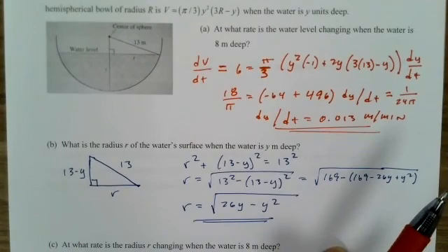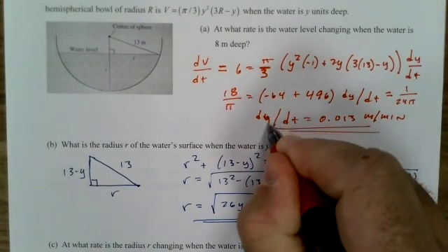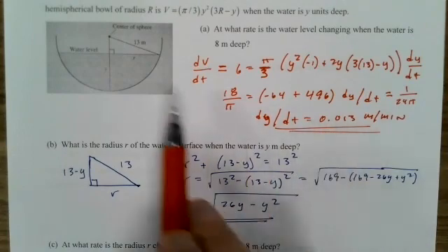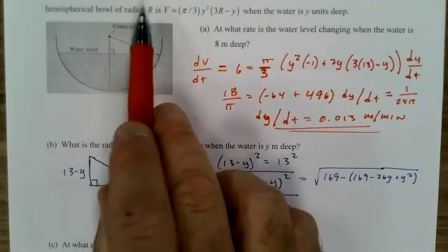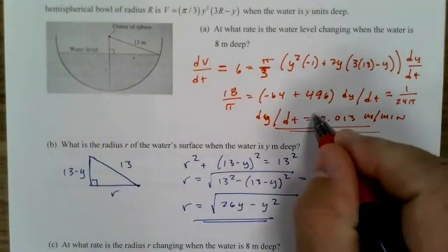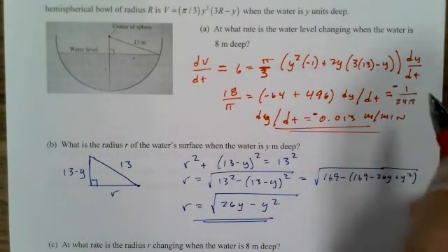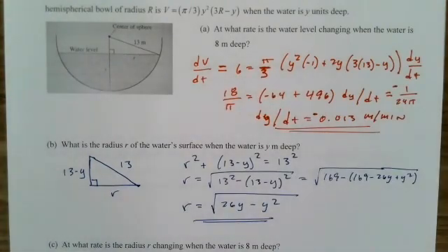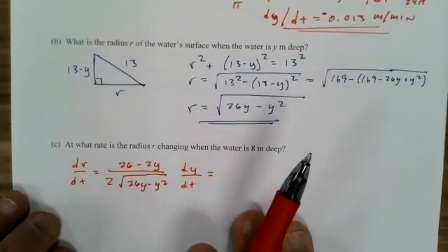The change in y is 0.013. So water's flowing at the rate from a reservoir. So y is going down. So it's really negative, even though I don't see it anywhere in here. I don't like that, but sorry, we're stuck with it.